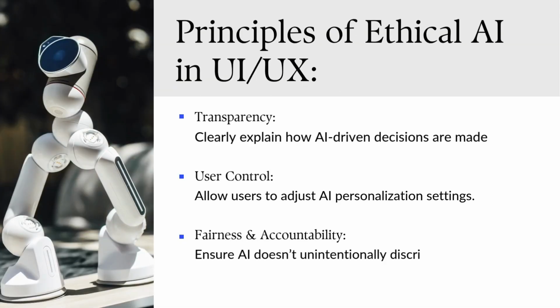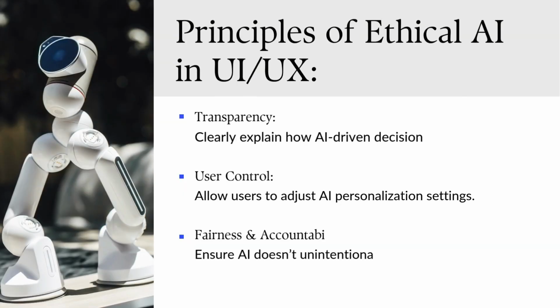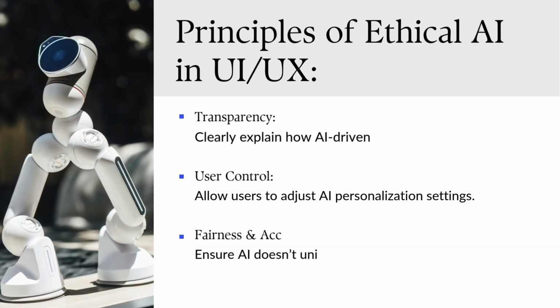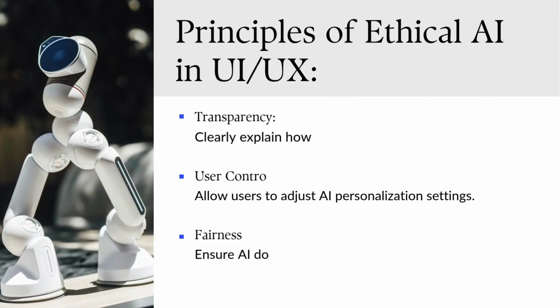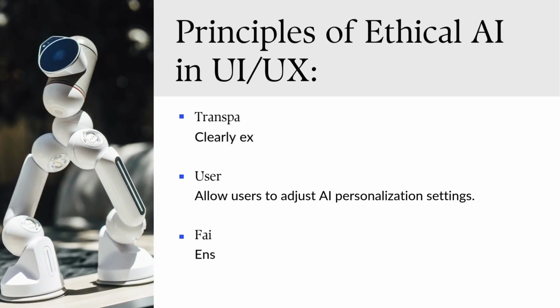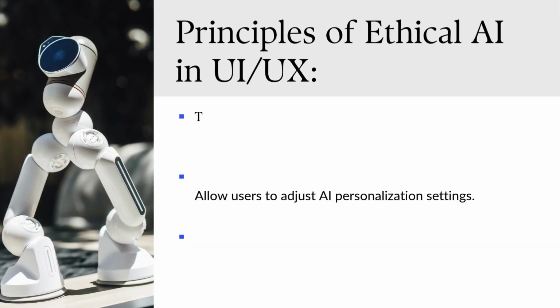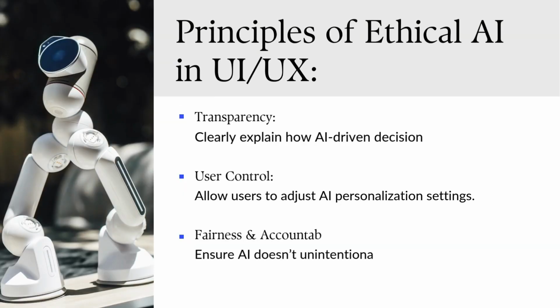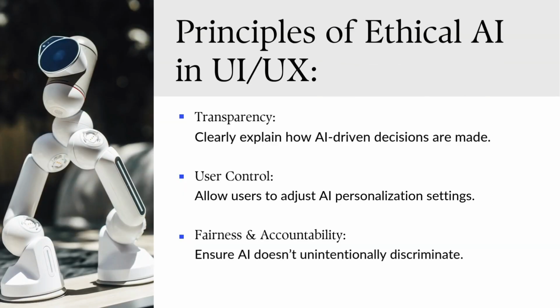First, we have what we call transparency. With transparency, it clearly explains how AI-driven decisions are made. Next is what we call user control. This allows users to adjust AI personalization settings. Next is what we call fairness and accountability. With fairness and accountability, it ensures that AI doesn't unintentionally discriminate.